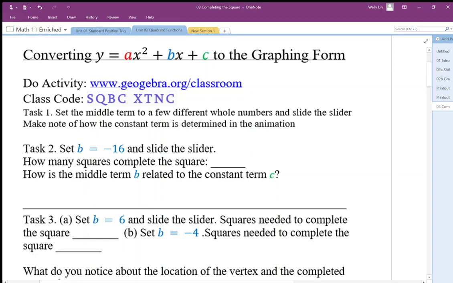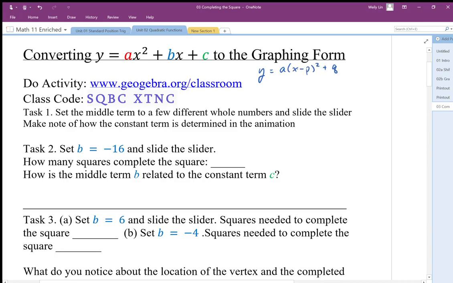Starting with the general form, which is not the best form of the equation, because it really just tells us a and maybe the y-intercept, which is not a symmetrical point. So we're going to start with that, and we want to change it to the graphing form, right? And the graphing form, remember, is our vertex form. So a(x - p)^2 + q.